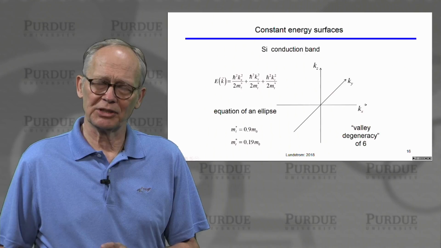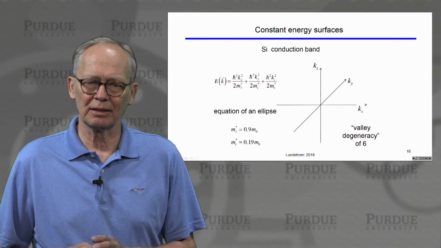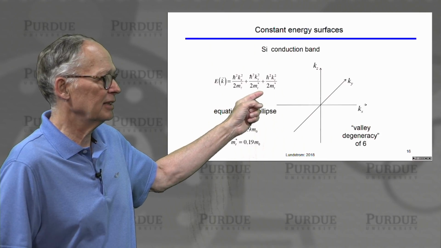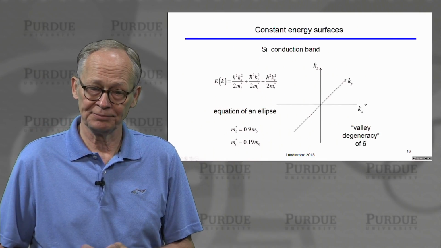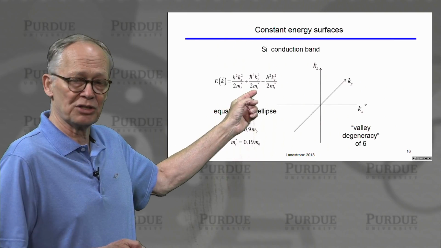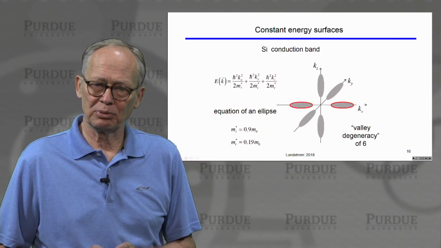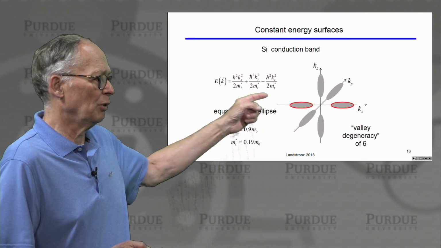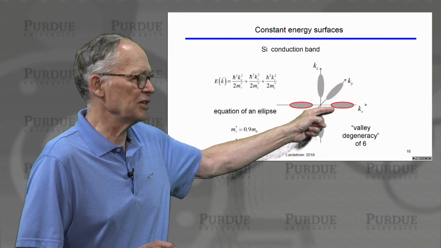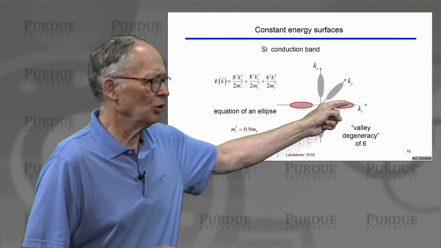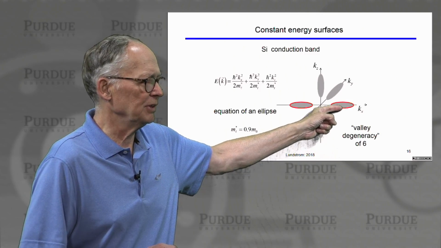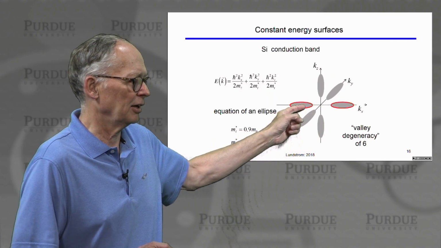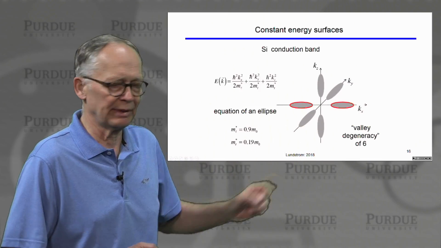Okay, now in some materials, and silicon is an example, things get a little more complicated. The curvature in the x direction, the y direction, and the z direction might be different. In fact, this is the equation of an ellipse. So if I plot the constant energy surfaces in silicon, we found from that detailed calculation that the minima occurred in a 1, 0, 0 direction, somewhere out near the edge of the Brillouin zone. The constant energy surfaces then are 6 ellipsoids in 6 different directions.